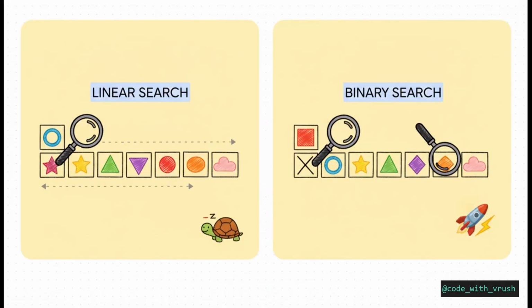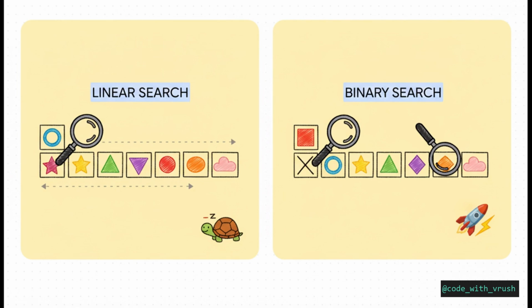But what if you need to find something and you don't know the index? Well, the simplest way is a linear search. You just start at the beginning and check every single spot. This is what we call an O(n) operation, because in the worst case, you have to look at all n elements. But there's a much faster way, binary search.